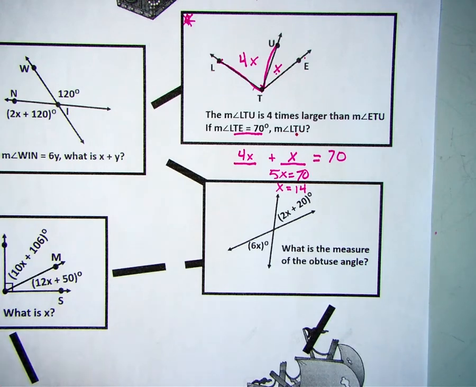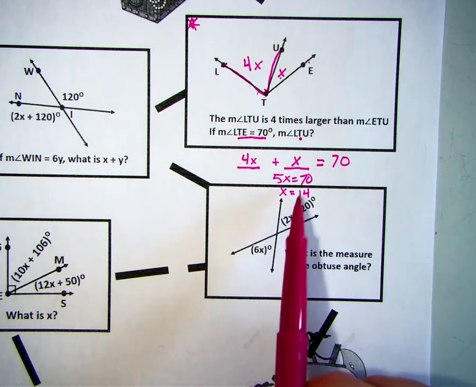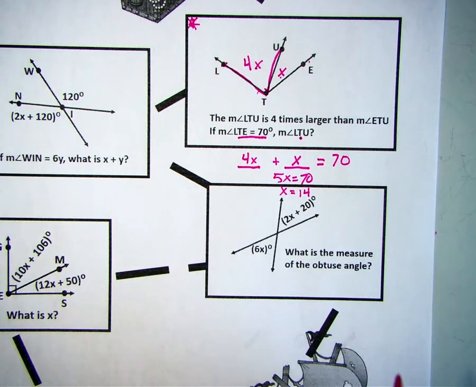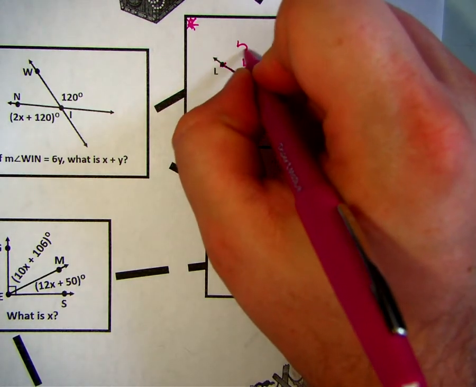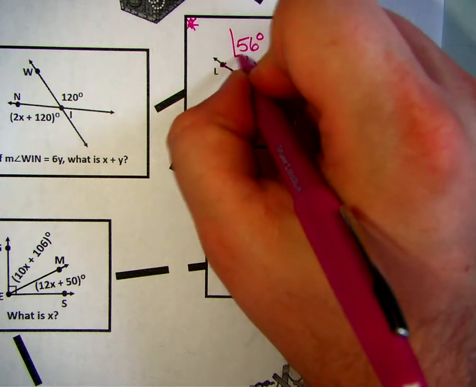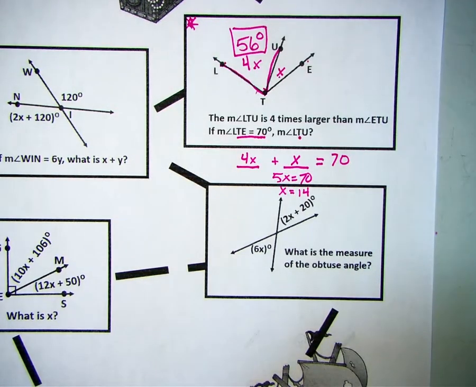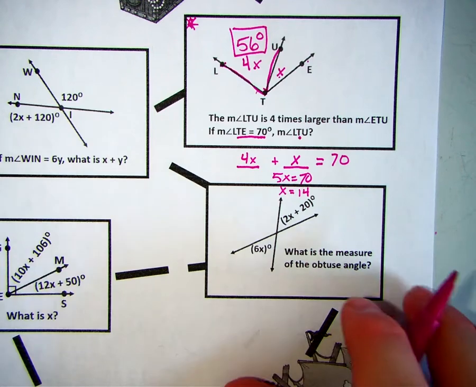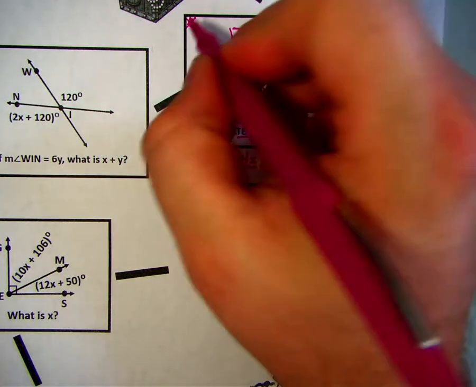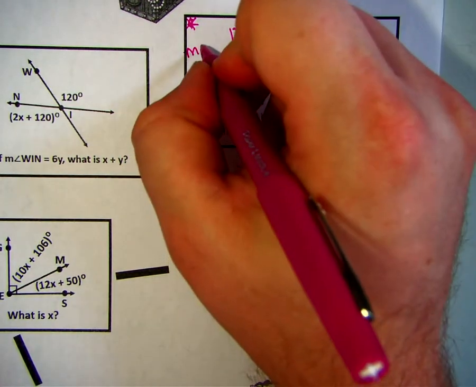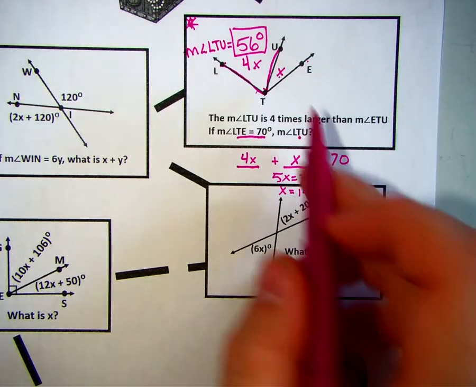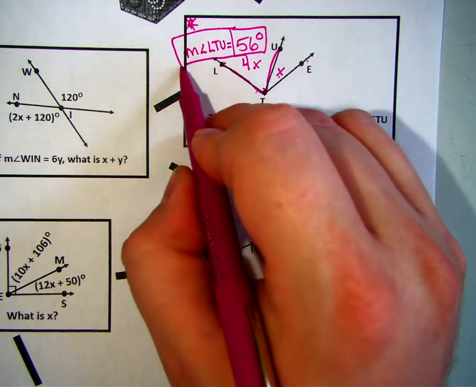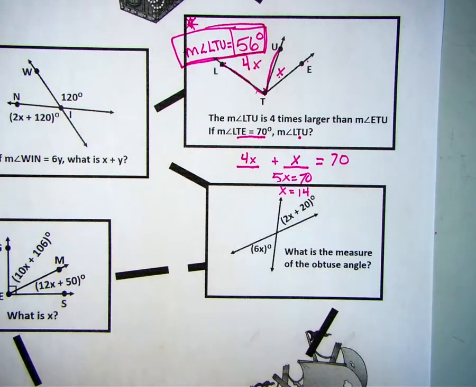Now, LTU is 4 times the value of x, so we need to take that value of x and plug it in. So 4 times 14 gives us an angle that is 56 degrees. Now, when you're writing your answer, what I would like to see, the measure of angle LTU is equal to 56 degrees. You should have one big box that looks like that.